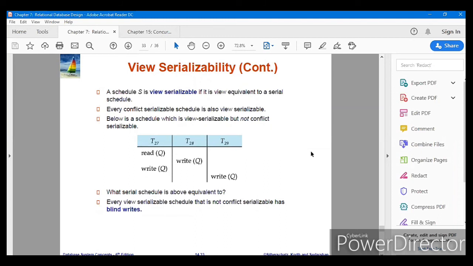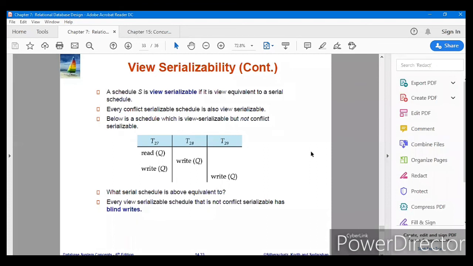Below is the schedule which is view serializable but not conflict serializable. Why? Because it is not the exact replica, right? The T28 is not reading the data item. It is immediately doing the write operation. So it is not view equivalent, and that is why it cannot be converted into a serial schedule. Because to convert it into a serial schedule, it should have similar operations. Since this is not view equivalent, it cannot even be converted into a serial schedule.